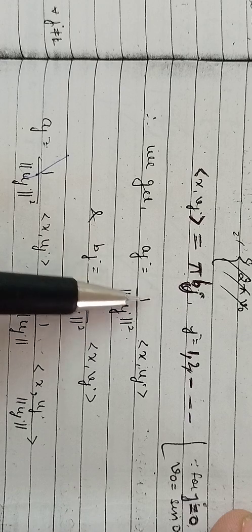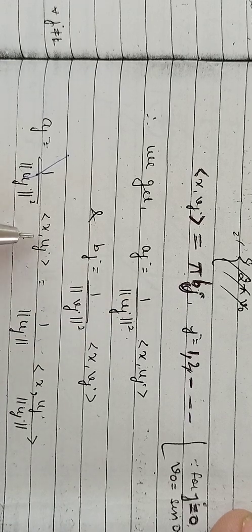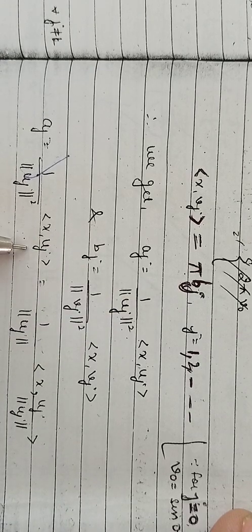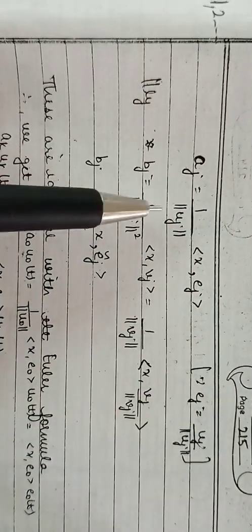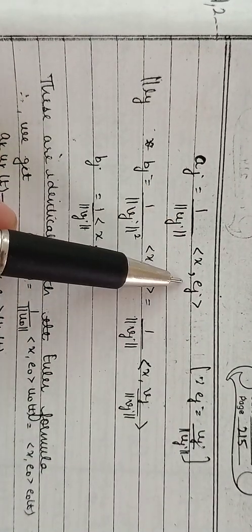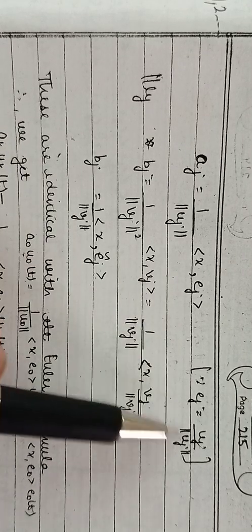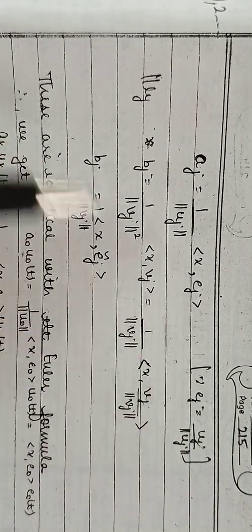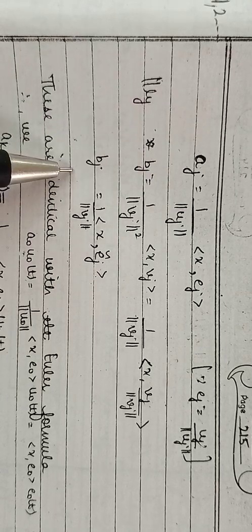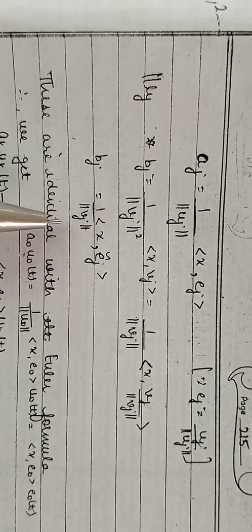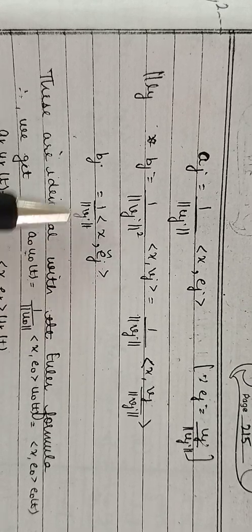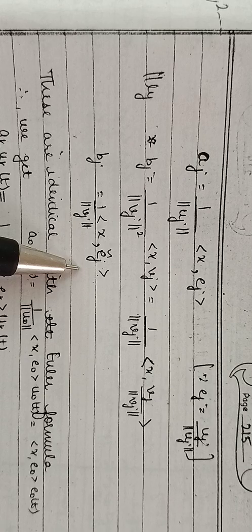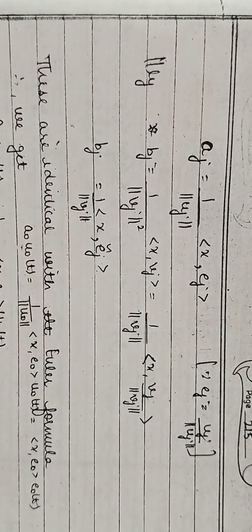Now, a_j is 1 upon the norm square of u_j times the inner product of x with u_j. We can write this as a_j equal to 1 upon the norm of u_j times the inner product of x with e_j, because e_j is given by u_j divided by the norm of u_j. In the same way, we define b_j as 1 upon the norm of v_j times the inner product of x with e_j bar. These are identical with the Fourier coefficients, which we define by Euler's formulas.